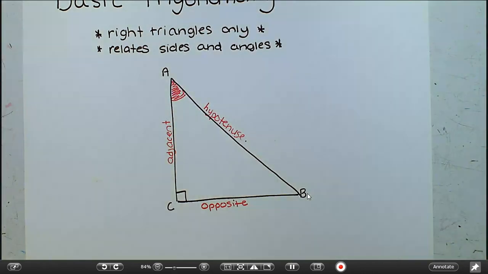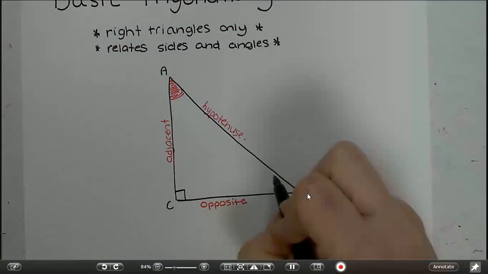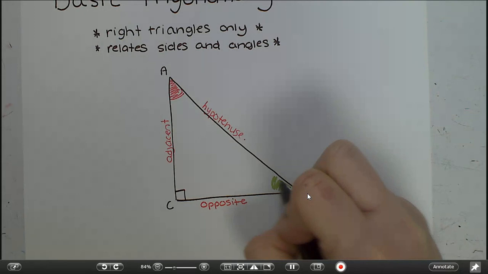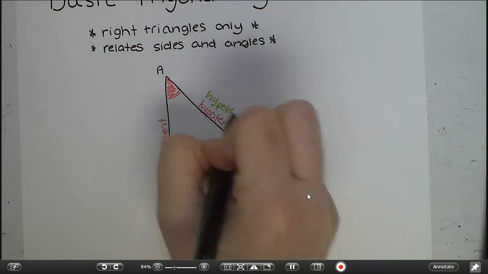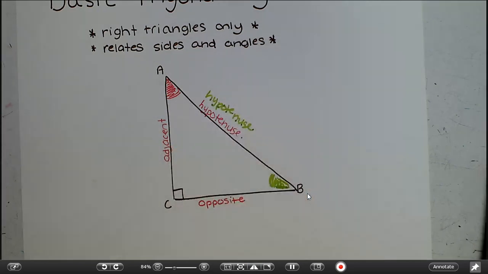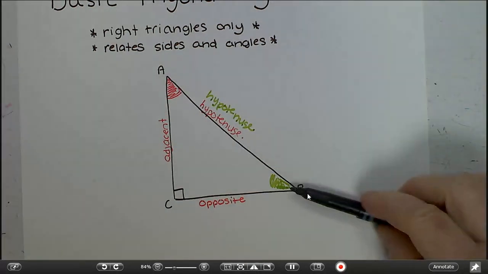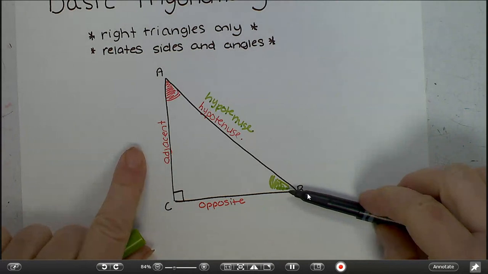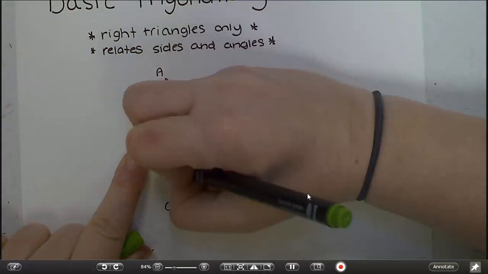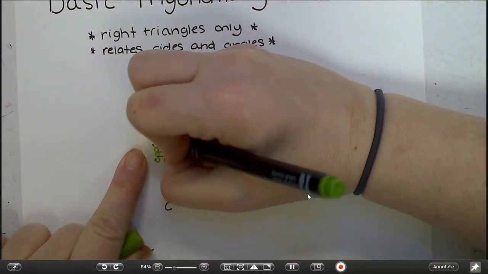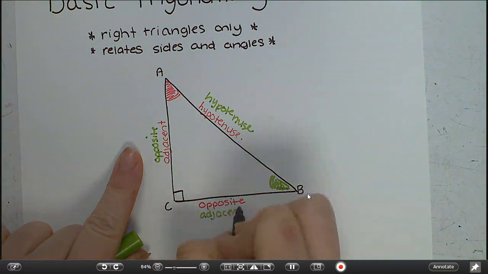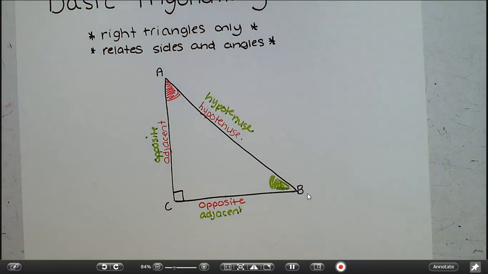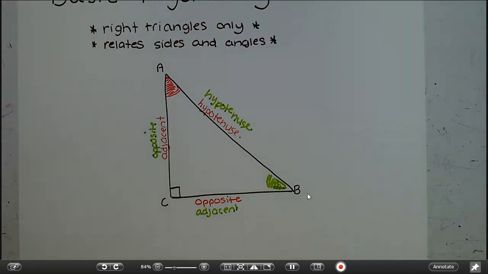But you can see that if I switch angles, so now I'm focused over here on angle B, the hypotenuse is still the hypotenuse, always across from the right angle. But now my pen is pointing to the other side as opposite, and adjacent is right next to it. And that's really one of the most confusing parts of basic trig for people, to pick out which one is opposite and adjacent.